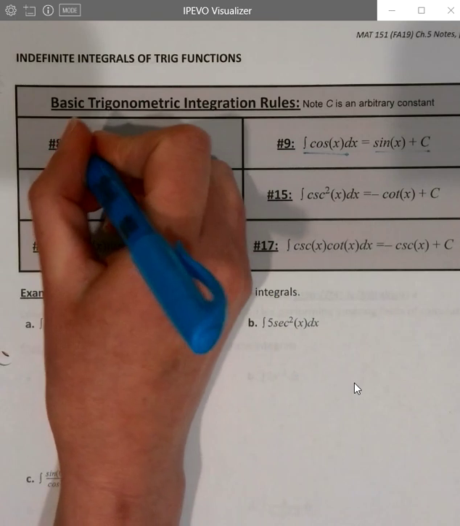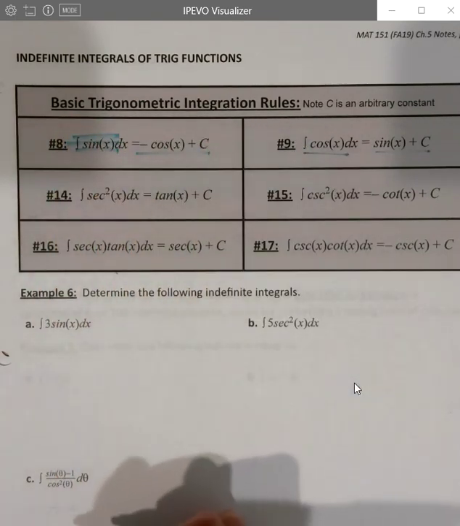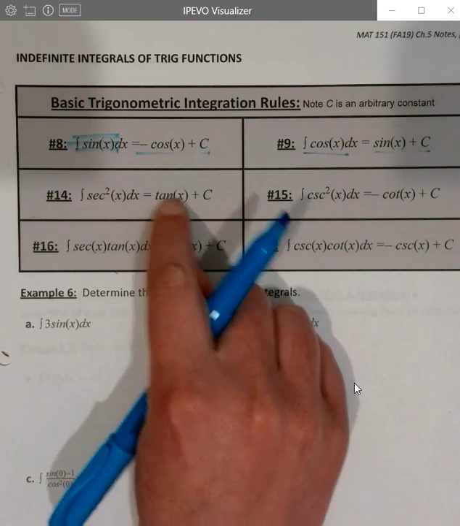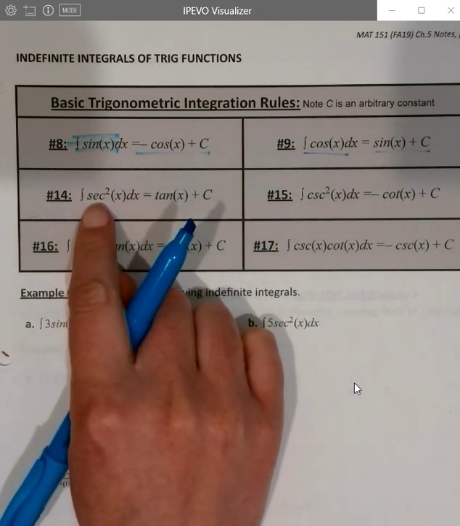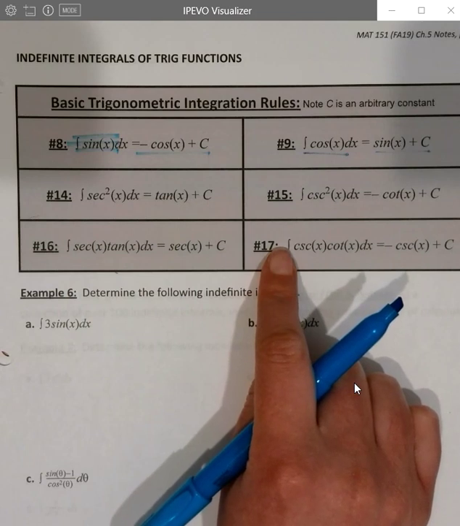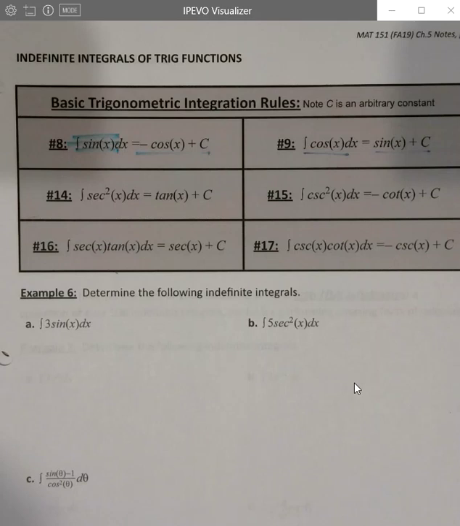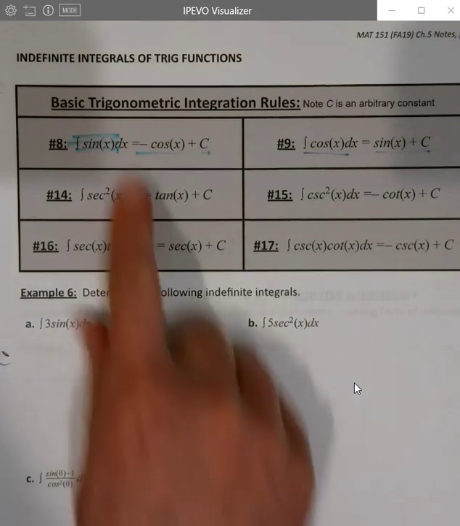So that means that the antiderivative of sine will be negative cosine. Again, the derivative of tangent was secant squared, so the antiderivative of secant squared is going to be tangent. You can see that these all come from those basic differentiation rules. We have a few basic trigonometric integration rules. Notice that we do not yet have one for integrating tangent.